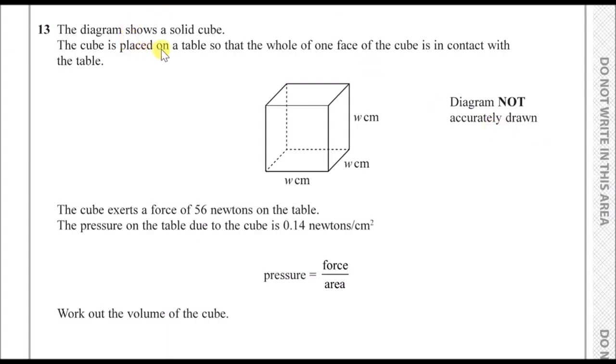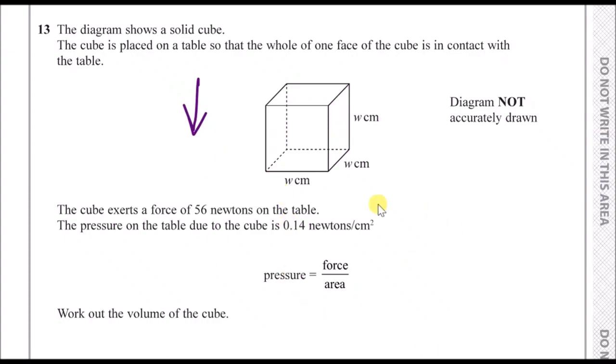The diagram shows a solid cube. Now this cube is placed on a table so that the whole of one face of the cube is in contact with the table. The cube itself exerts a force of 56 newtons on the table, so that's the downward force. You don't really need to know this specifically, but this is the downward force. The pressure on the table due to the cube is 0.14 newtons per centimeter squared. Here they gave us the formula of pressure, which is force over area, and they want us to work out the volume of the cube.